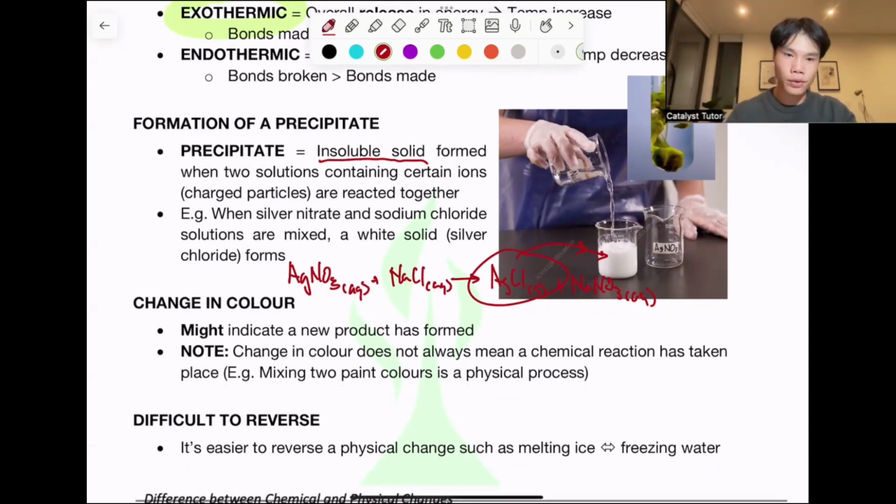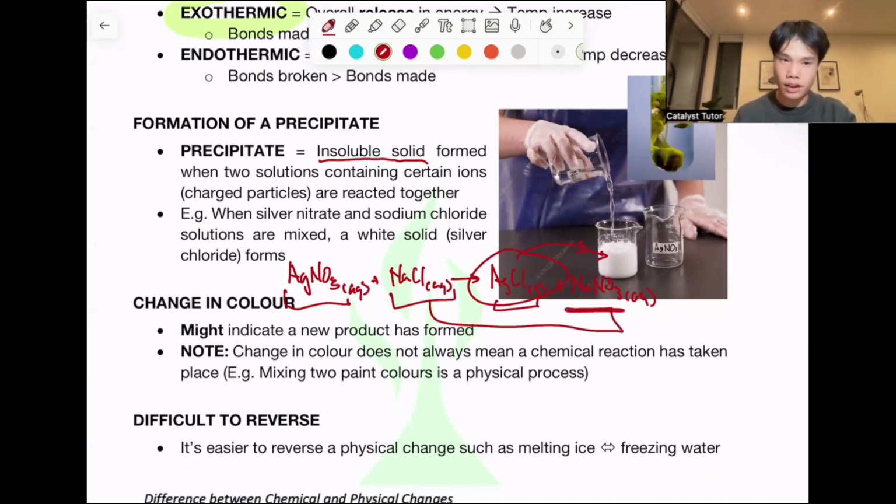So another sign of chemical change. We had change in composition from start to finish. AgNO3 is no longer AgNO3, it's now AgCl. And NaCl is no longer NaCl, it's now NaNO3. Chemical change.